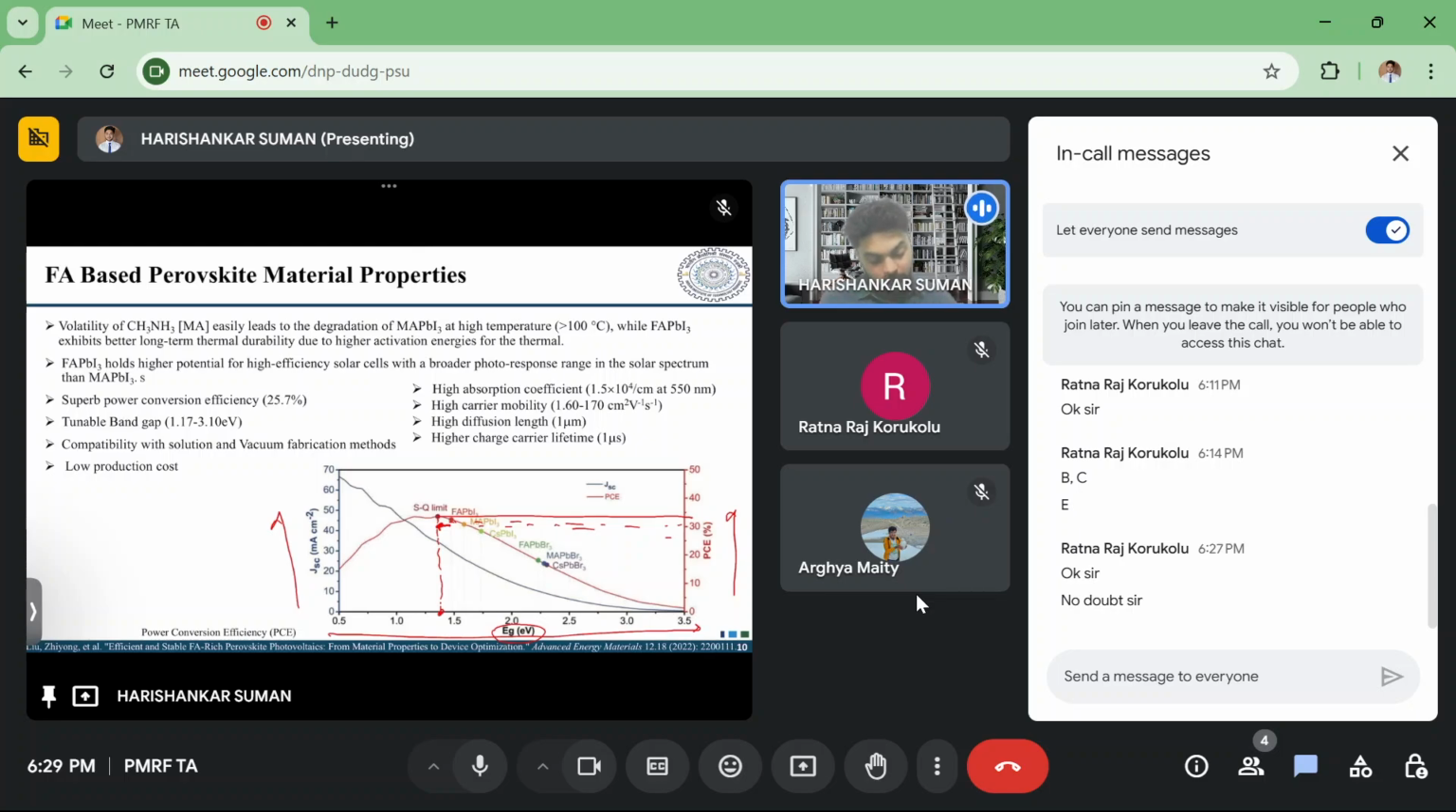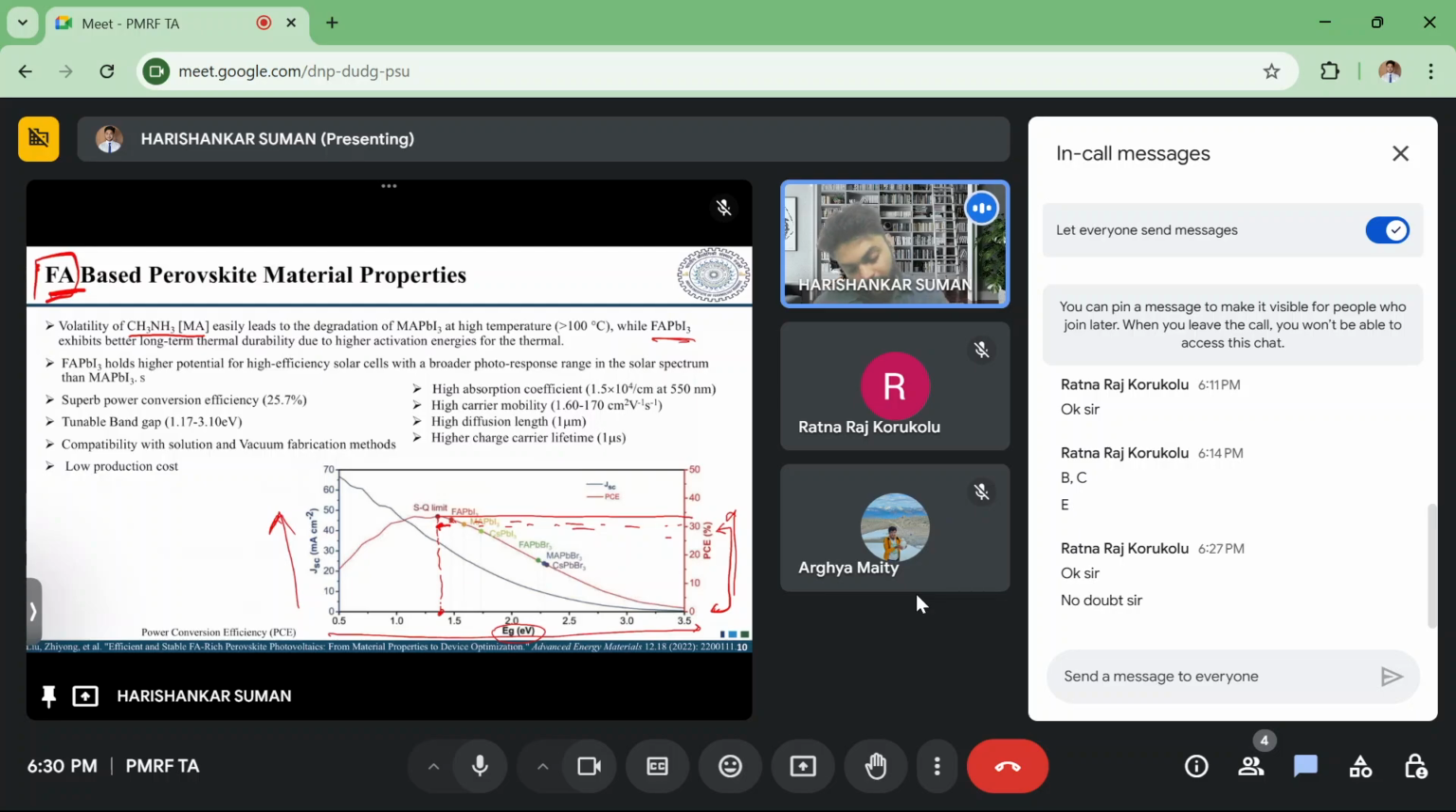Okay, so this is with respect to the band gap. In a single junction, we can get maximum efficiency like that: 10, 20, 30, 33 is the maximum. Also the current density. So FA-based perovskite is used because it can give maximum efficiency near the SQ limit and also has high stability.